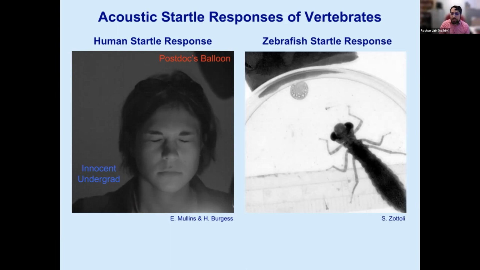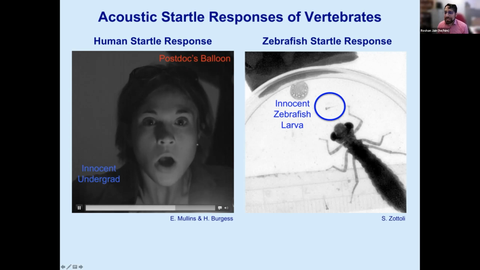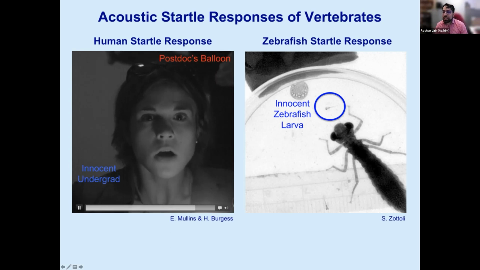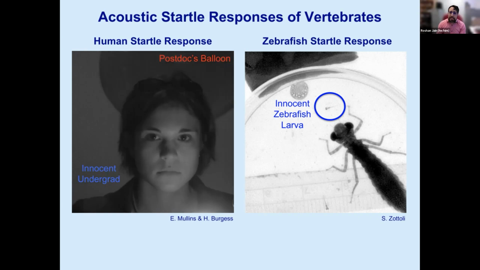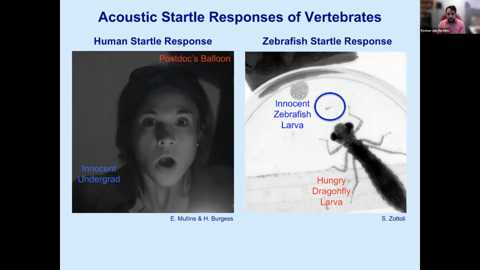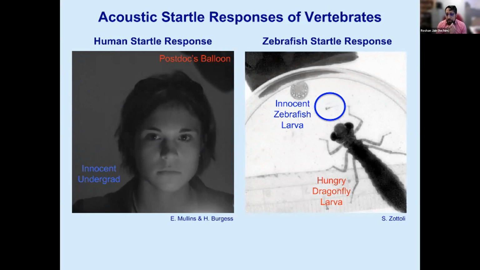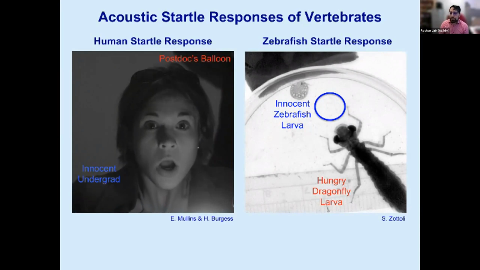So here we have a larval zebrafish right there. It's also innocent. It's about 5 days old, so it's free swimming. And we have it in a little petri dish here. And it is being hunted by a hungry dragonfly larva here, right? And so when the dragonfly attacks, it's going to create a little bit of a ripple and a sound on the water. And you can see it's attacking that fish, and then it performs its startle response to escape from that potential predator and threat.